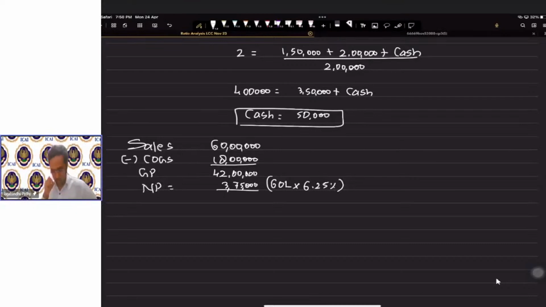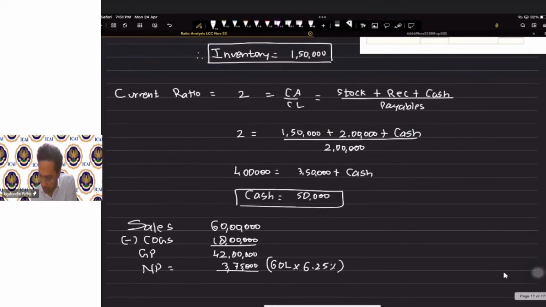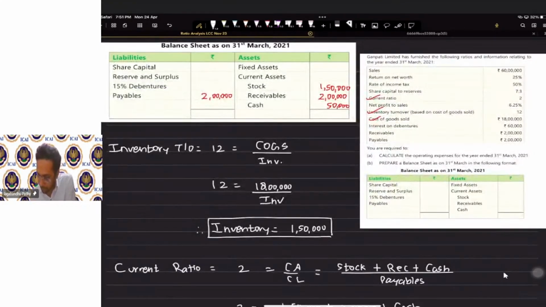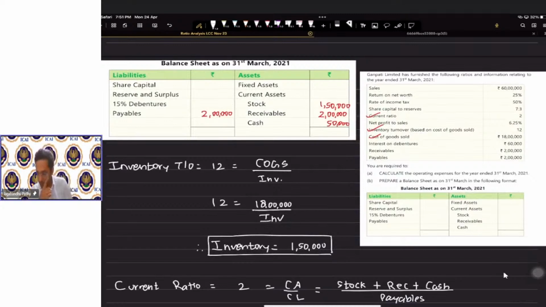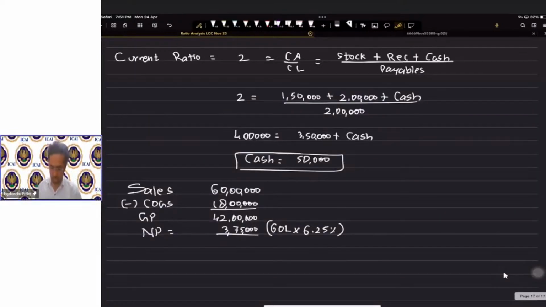Right? So the gap between GP and NP is essentially going to be what? What is it going to be? What are you saying, guys? Interest is 15%. Yeah, true. We can compute that 15% debentures with that. Now, the net profit is 3,75,000. So we need to work out the other part.